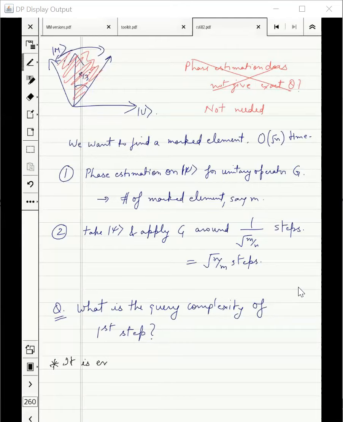it is enough to find M with precision root M. Even if I have an error of root M, 2 root M, or even 3 root M in the value of M, even then, whatever be the number of rotations I will capture and then rotate, it will fall in the good zone. And I will find a marked element with high probability. You can look at the proof in Nielsen and Chuang.